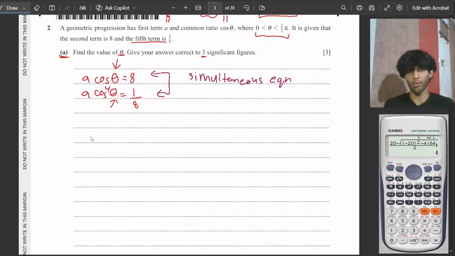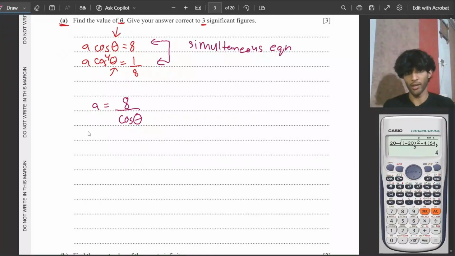So I'm going to take my first equation where I have a cosine theta equals 8. I'm going to make a the subject, and so the equation is going to be 8 over cosine theta. And now what I'm going to do is substitute this into the second equation. So instead of a, I'm going to write 8 over cosine theta times cosine to the power 4 theta is equal to 1 over 8.